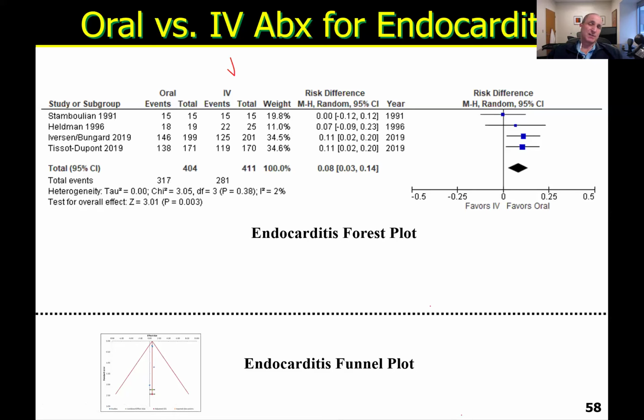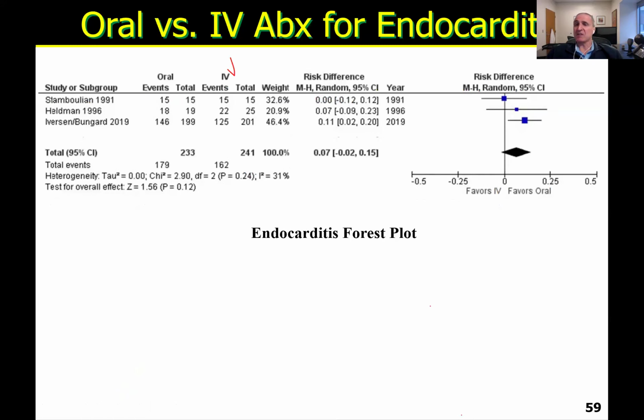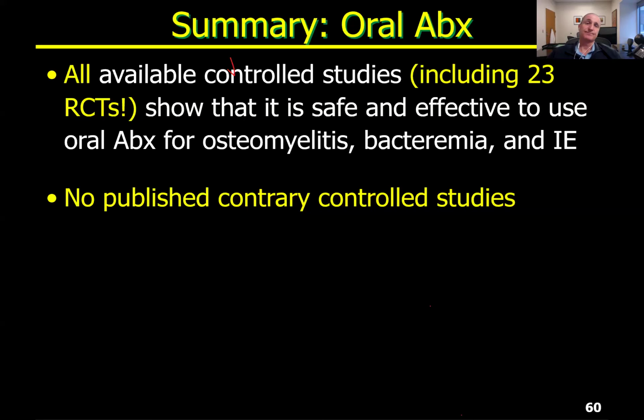Now, you don't like the quasi-experimental study? Okay, cool. Let's take it out. No problem. You can't any longer conclude statistical superiority. The point estimate doesn't change, but the confidence interval widens out. So you're now crossing the zero line. But what you can very confidently conclude is that oral therapy ain't worse. All of the available controlled studies, 22 randomized controlled trials, show that oral therapy is safe and effective for these three diseases, and there is not a single published contrary controlled study.